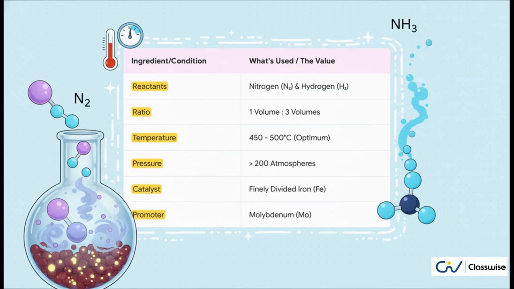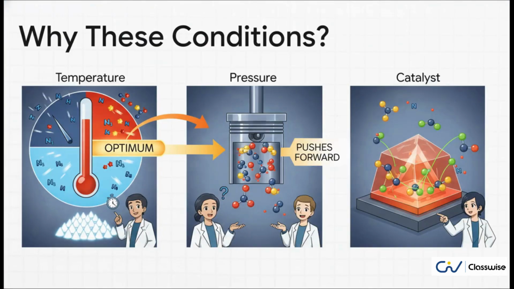Then you put this mix under some extreme conditions, a temperature somewhere between 450 and 500 degrees Celsius, and a crushing pressure of over 200 atmospheres. And to make it all happen faster, you use a catalyst of finely divided iron, which gets a little help from a promoter, molybdenum. But why these exact conditions?